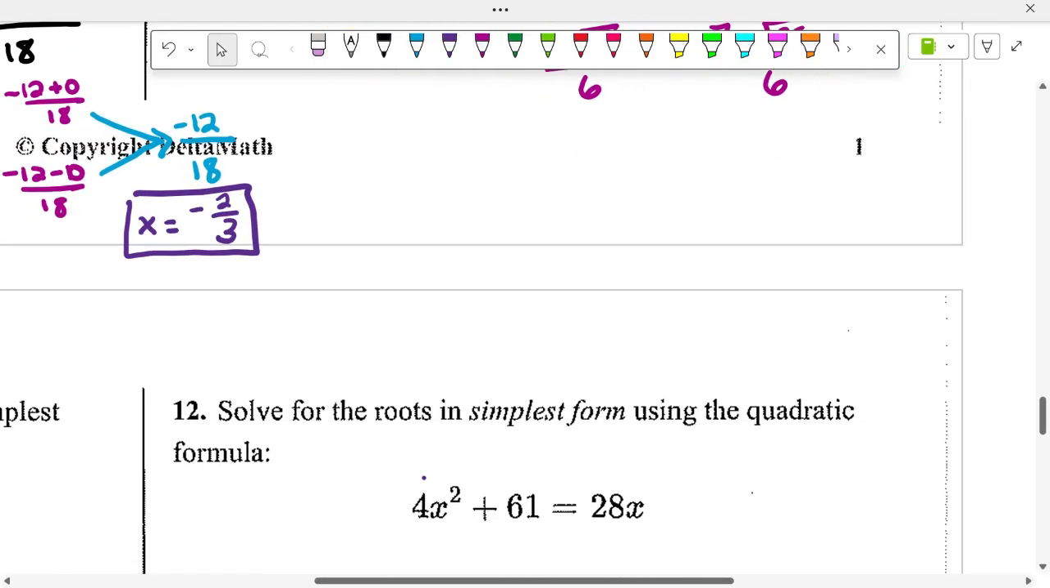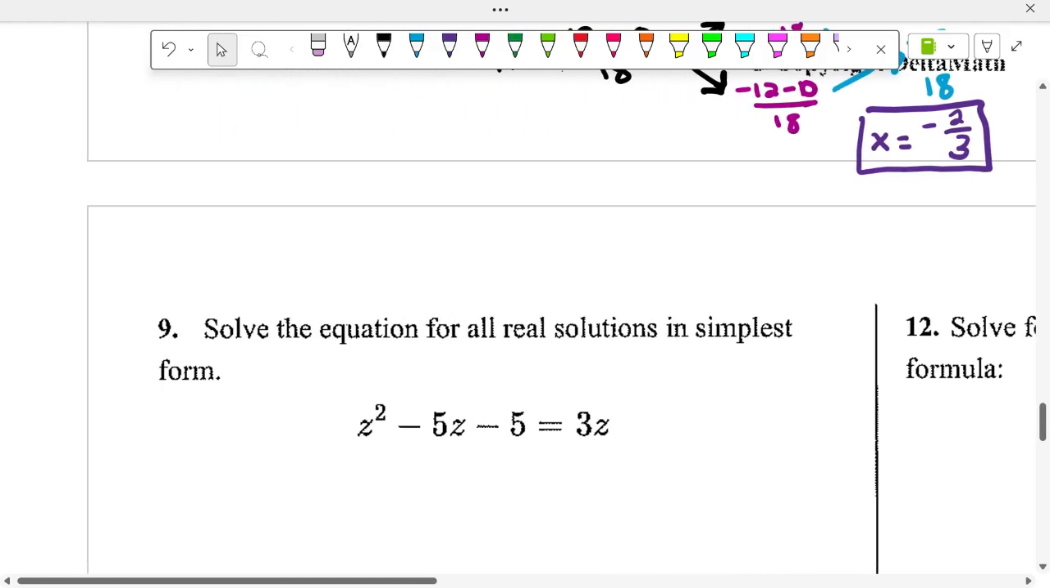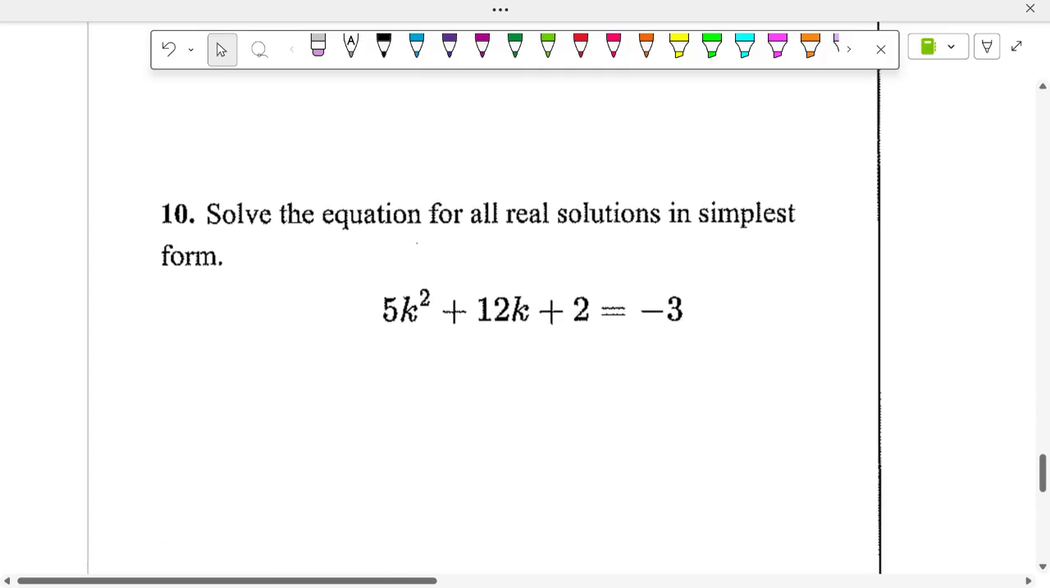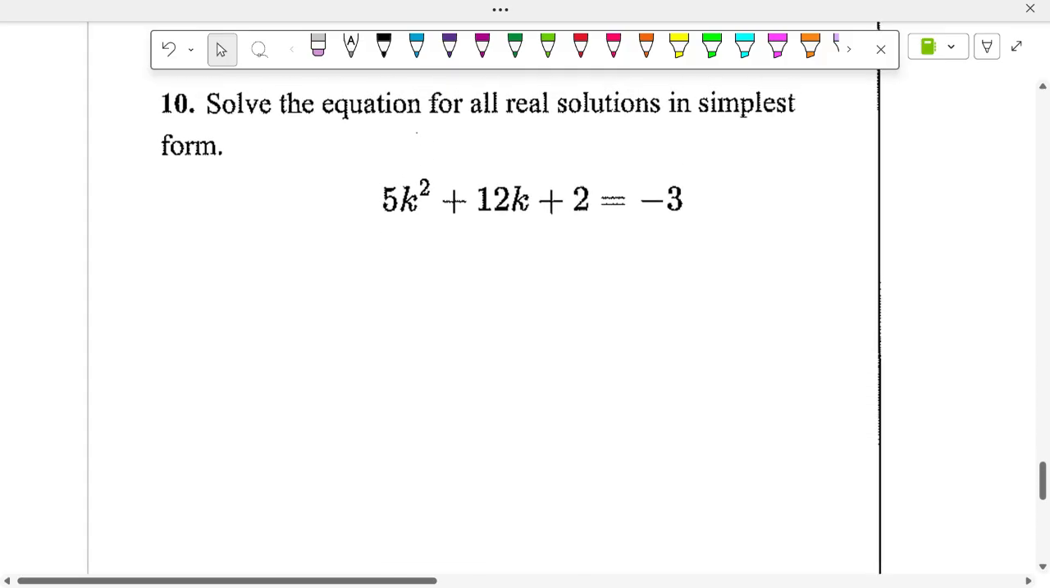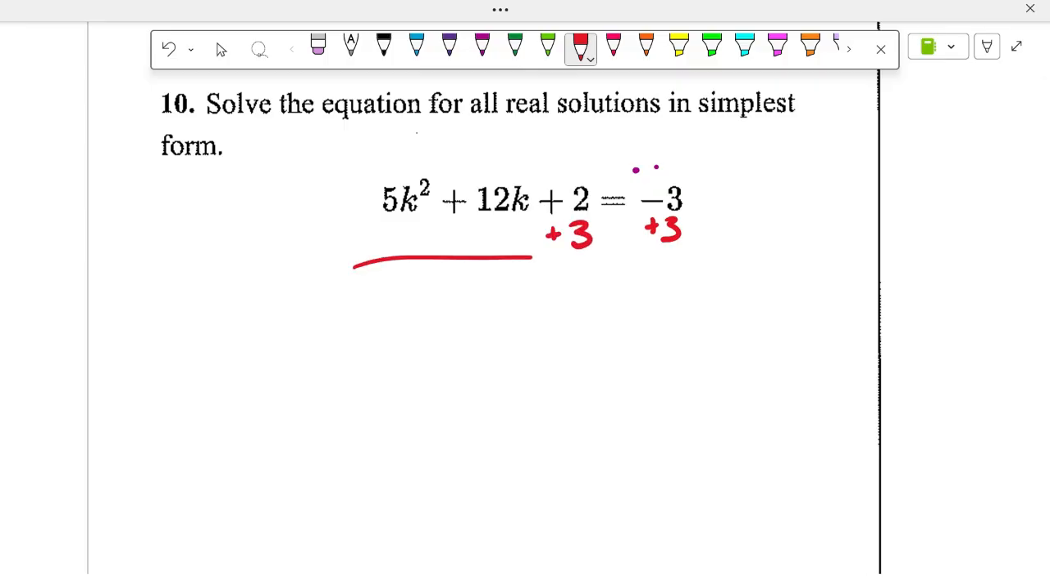Now, let's try one where the radical will simplify. So let's look at number 10. All right, so number 10, first off, is it in the form that it needs to be before I can put it in the formula? No, so what do I do? Add 3 to both sides. I'm adding it to that 2 because it's both constants. So I have 5k squared plus 12k plus 5 is equal to 0.